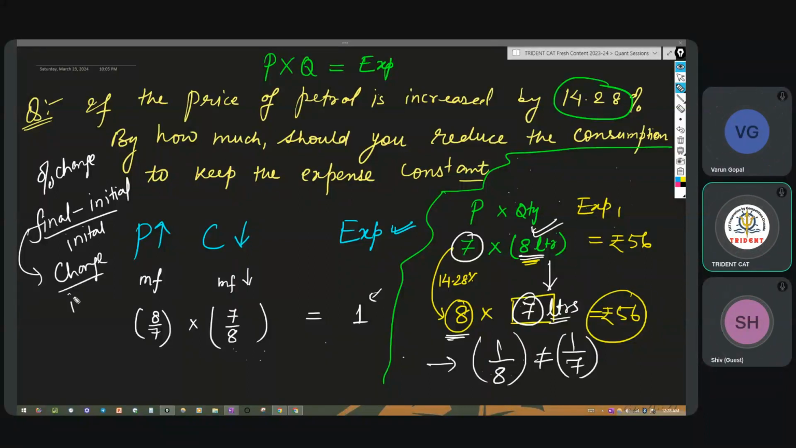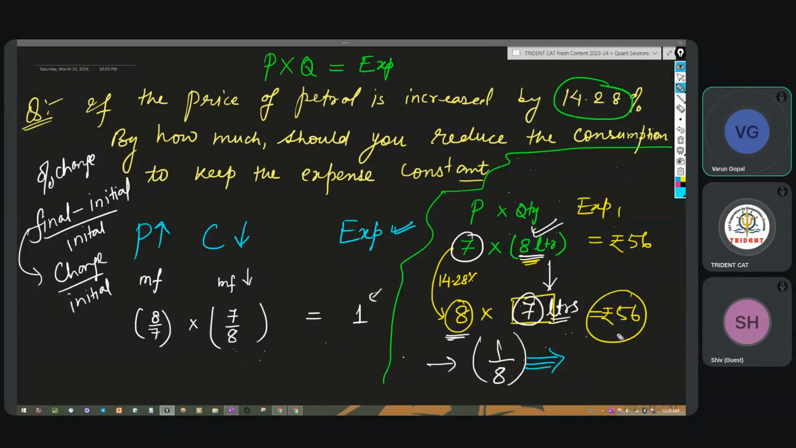Okay. Change by initial. And that is why we are keeping 8 and not 7. So yes, this was a very good question. Sorry, so why 8 and not 7? By how much should you reduce the consumption of the expense? We should reduce it by 1/8. And that is equivalent to what percentage?